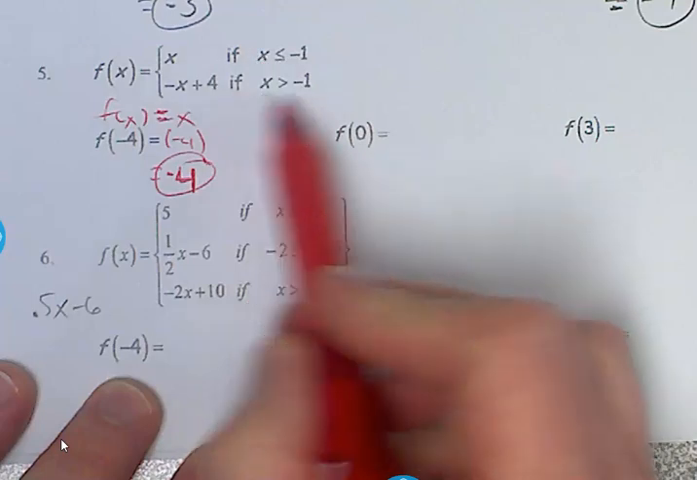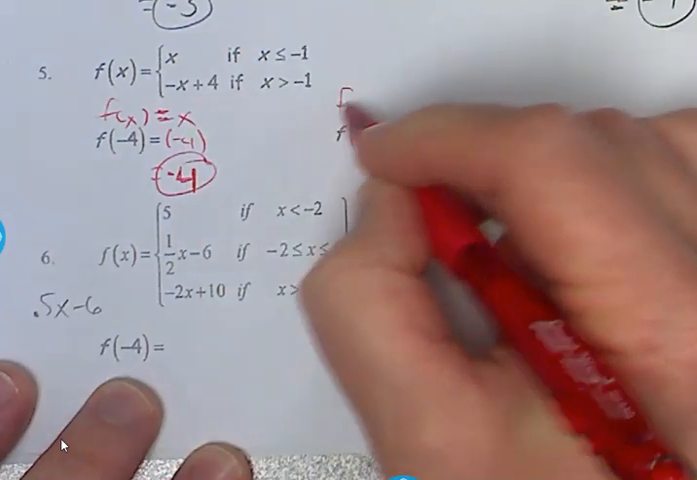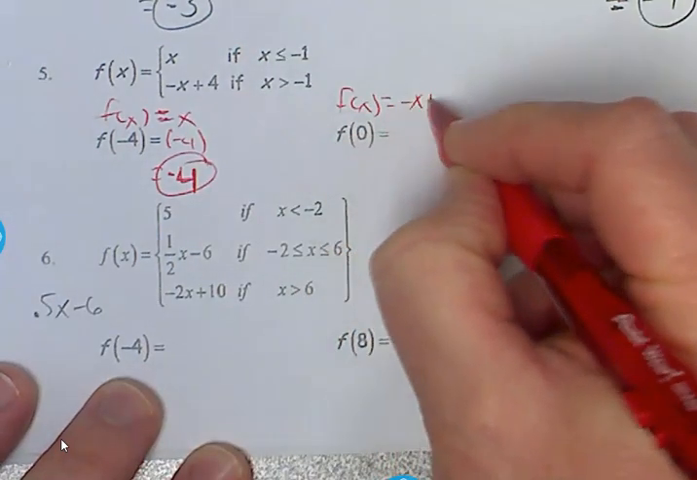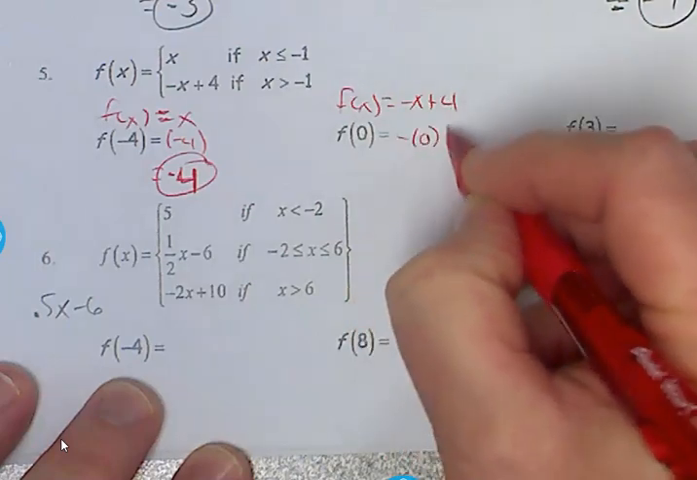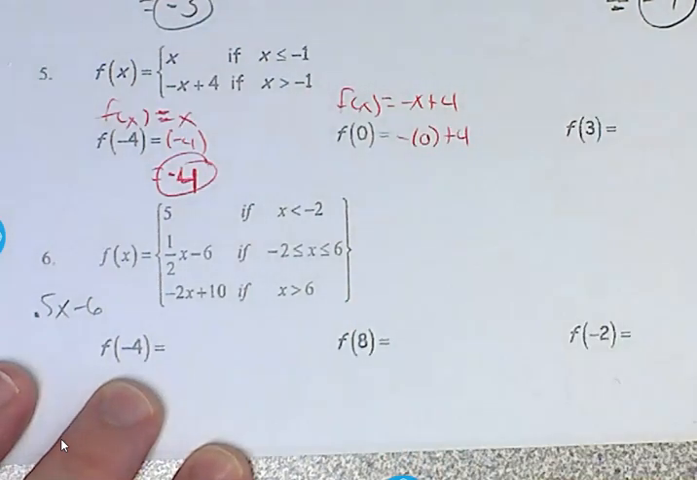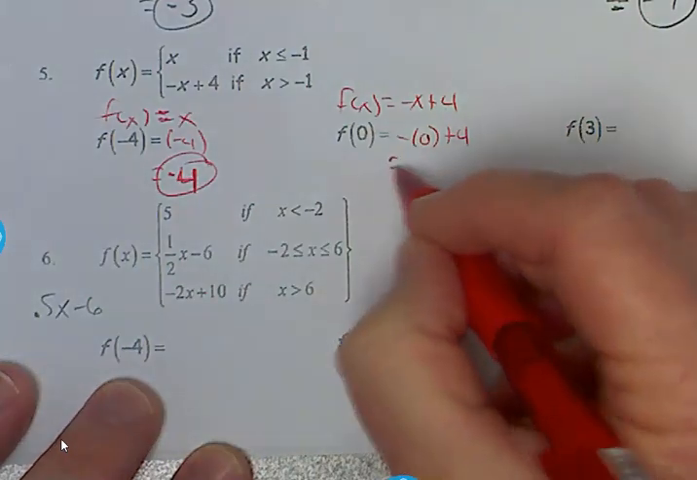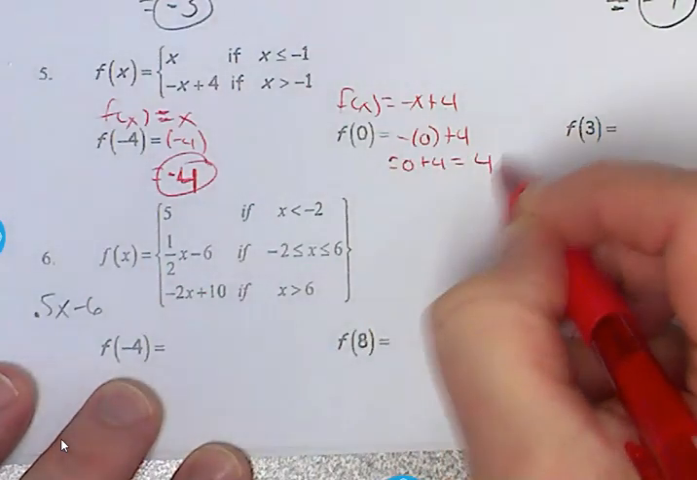All right. So for this one, 0. It's not less than -1. It is greater than -1. So for that one, we would use the -x plus 4. If you do the negative of 0, that doesn't really do anything. That's still just 0 plus 4. So that would just be 4.